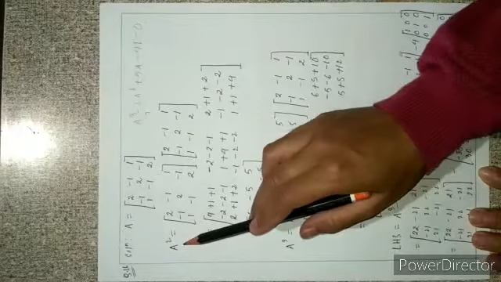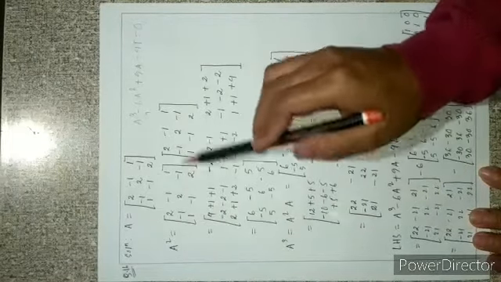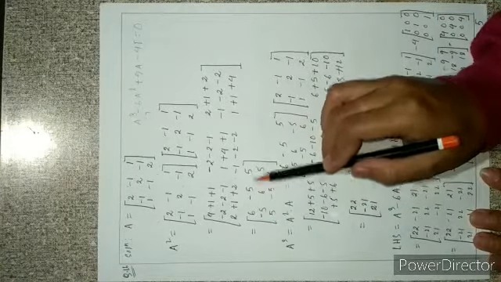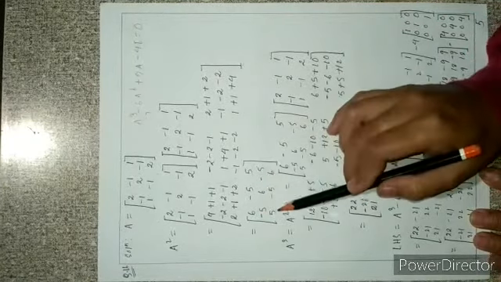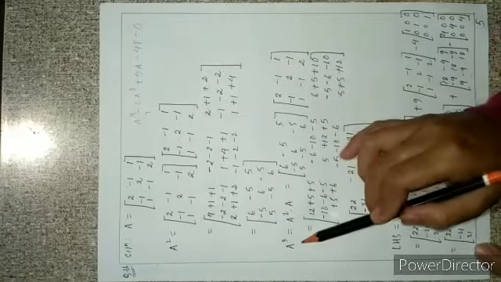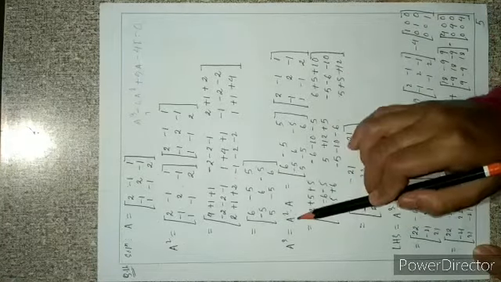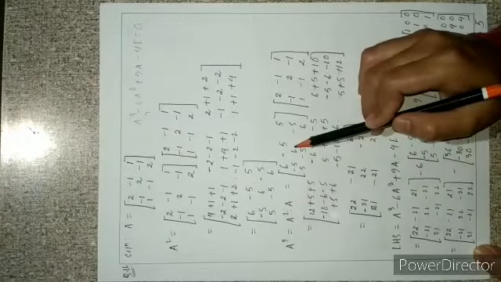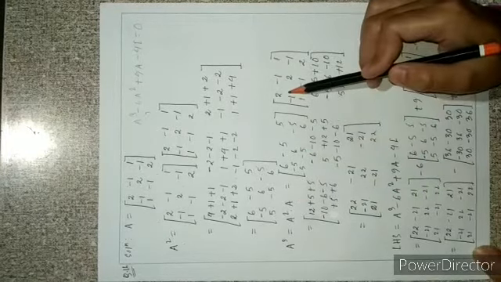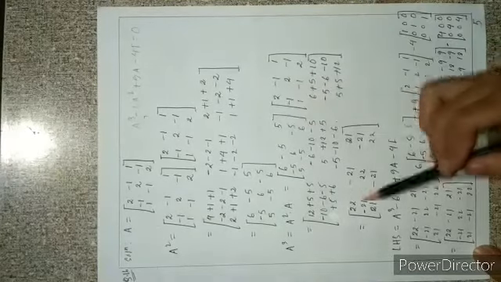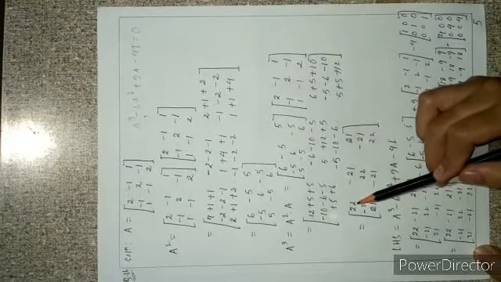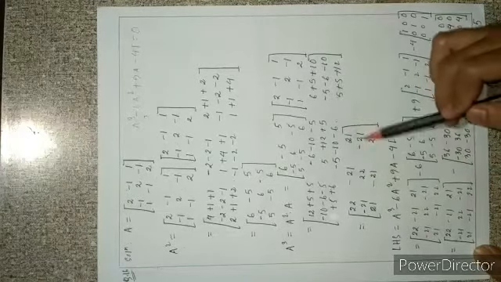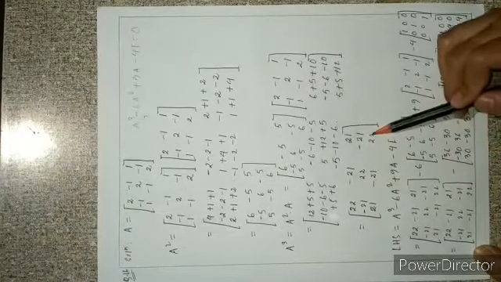First find A square. A square is given by A into A. After the product, the value of A square is 6, minus 5, 5, minus 5, 6, minus 5, 5, minus 5, 6. Then find A cube. A cube is given by A square into A or A into A square. First write all the elements of A square, then write A. Apply the product rule. The value of A cube is 22, minus 21, 21, minus 21, 22, minus 21, 21, minus 21, and 22.